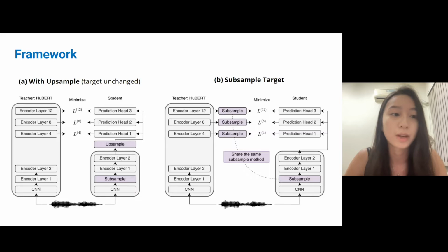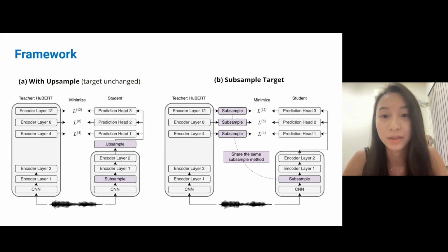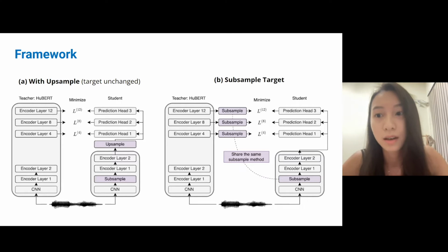And we have two ways to incorporate this subsampling inside the original pre-training framework. The first is that we subsample and then upsample our model's representation so that we can directly compute the loss with the original SSL target. An alternative way is that we subsample both the model's representations and the target with the same subsample method. Based on some of our preliminary results, we found that subsampling the target achieves a better overall performance while having less computation. So we will just focus on this subsampling target setting in our later experiments. Next, please.